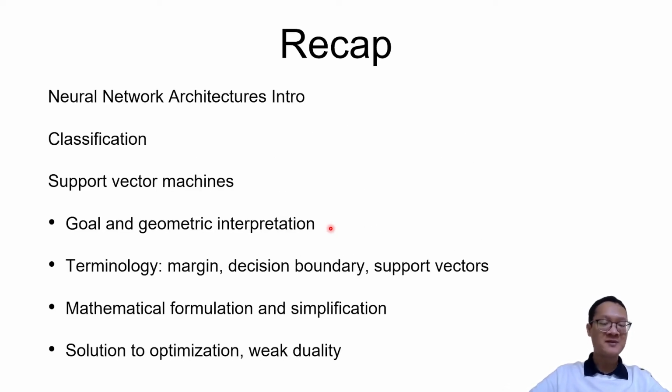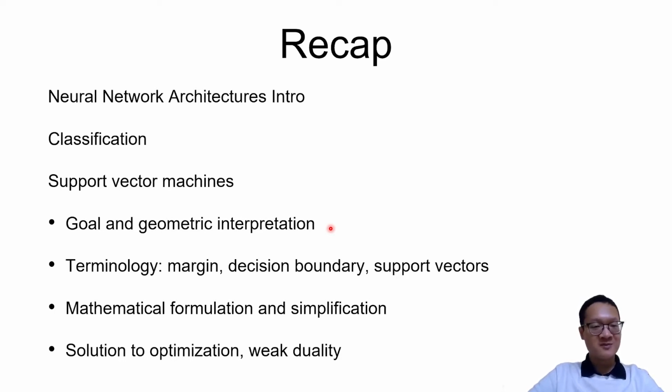So last time we wrapped up the neural network architectures and therefore finished talking about neural networks. And then we started to talk about the general problem of classification. We then delved deeply into a classical technique called support vector machines. And we first covered the goal of support vector machines, which is to determine a decision boundary that separates data from two different classes. And we began with some geometric interpretation, kind of relating the geometry and the math behind SVM.